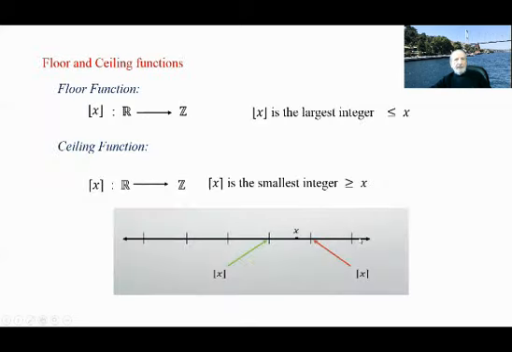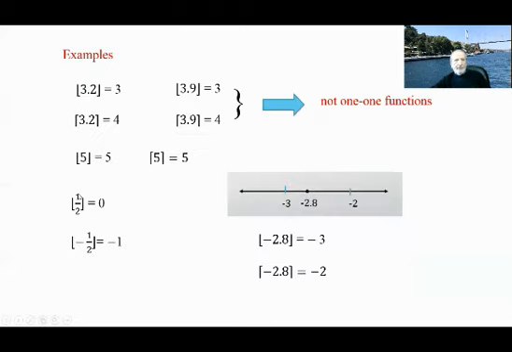Now, floor and ceiling functions. The floor function is a function from R into Z. The floor function at x is the largest integer less than or equal to x. The ceiling function is also a function from R into Z. The ceiling function at x is the smallest integer greater than or equal to x. So if x is here, the floor function is this integer, and the ceiling function is this integer.